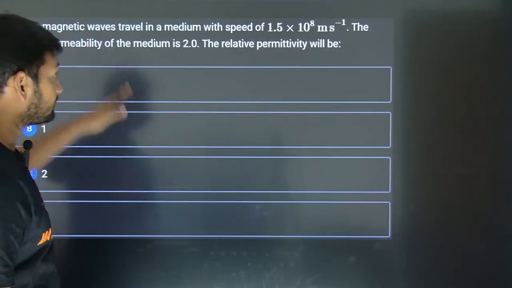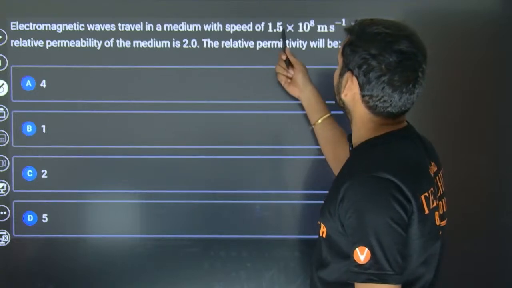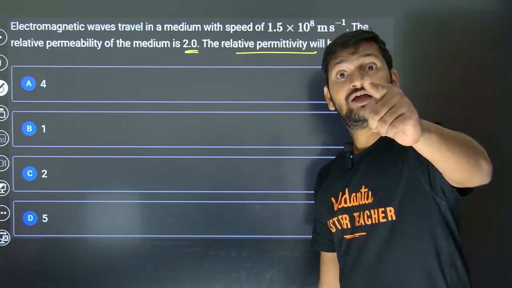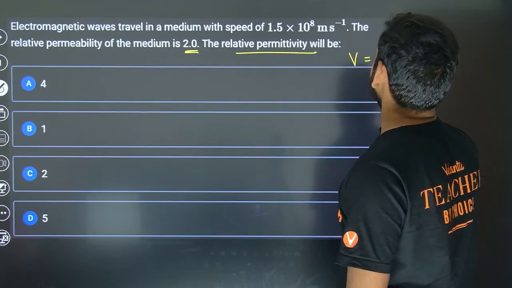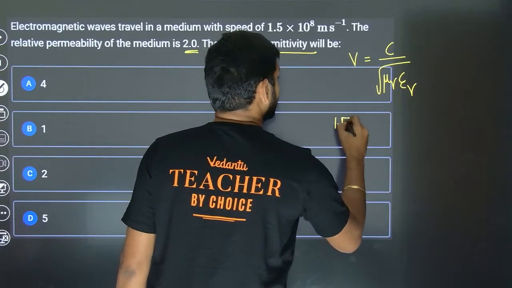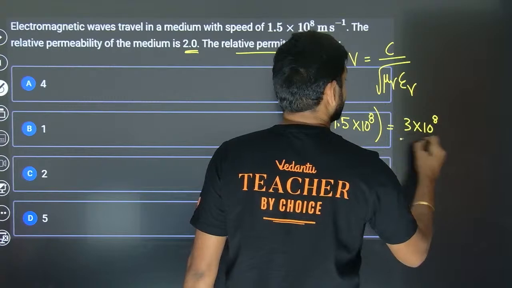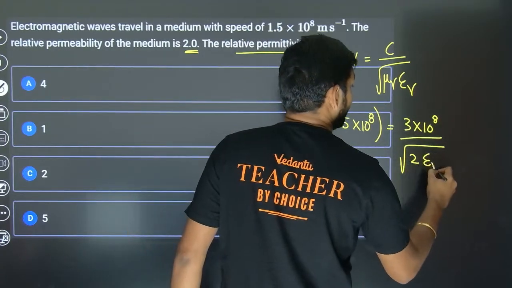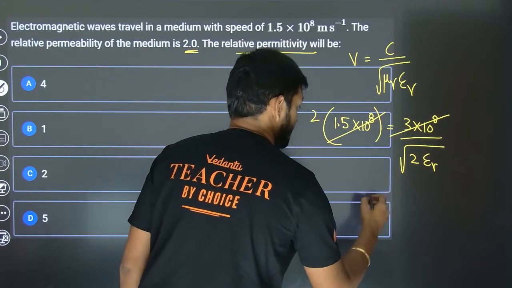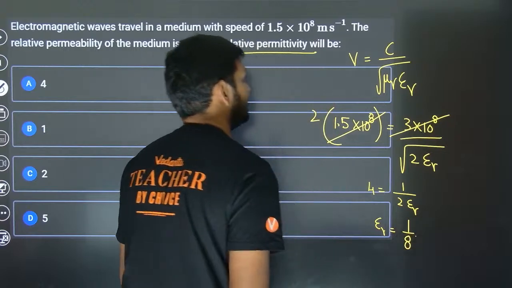Next. Look at how many questions have been asked. Electromagnetic waves travel in a medium with a speed of 1.5 into 10 to the power 8. The relative permeability of the medium is 2. Relative permittivity is asked. I already gave you this. Speed of the electromagnetic wave is C by under root of mu r epsilon r. So what is the speed given as? It is given as 1.5 into 10 to the power 8 is 3 into 10 to the power 8 divided by under root of mu r epsilon r, where mu r is given as 2. They are asking epsilon r. Then when you do squaring, 4 is equal to 1 by 2 epsilon r. Epsilon r is what? 1 by 8.